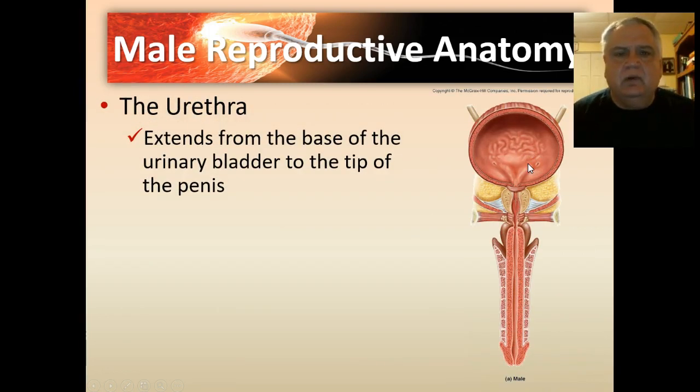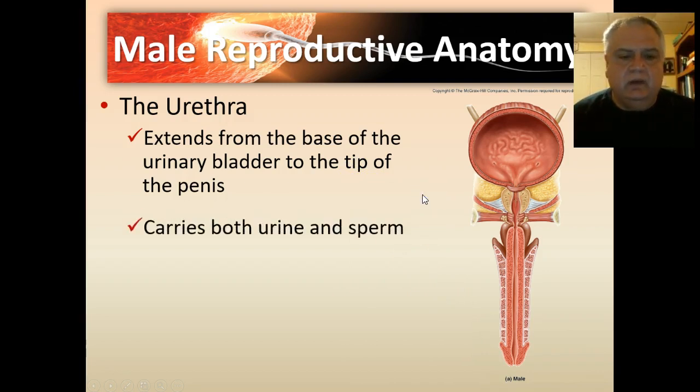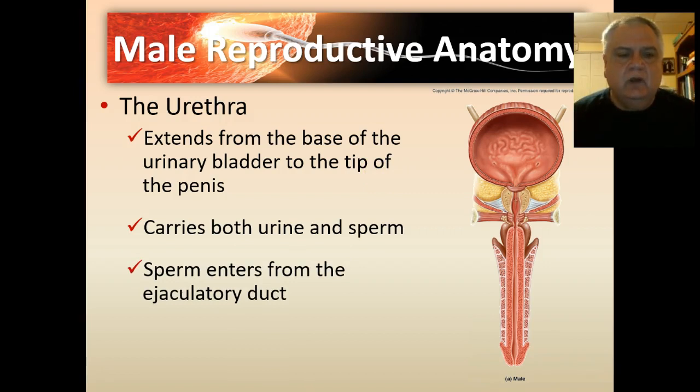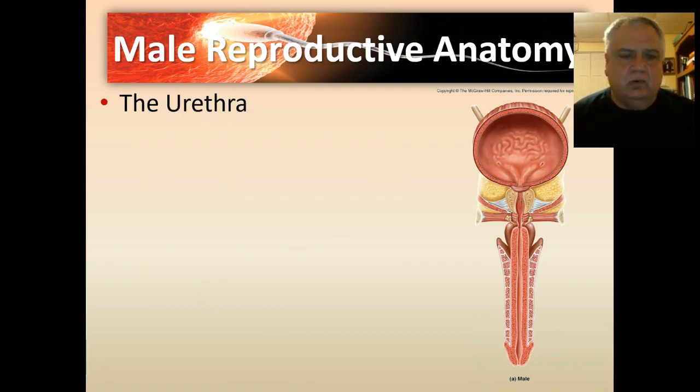Turning to the urethra itself, the urethra is going to extend, as we've seen, from the base of the urinary bladder, and it extends all the way to the tip of the penis. The urethra in males carries both urine and sperm, so it's part of the urogenital tract. It's part of the urinary system and part of the reproductive system. Sperm will enter the urethra, as we've seen, from the ejaculatory duct.